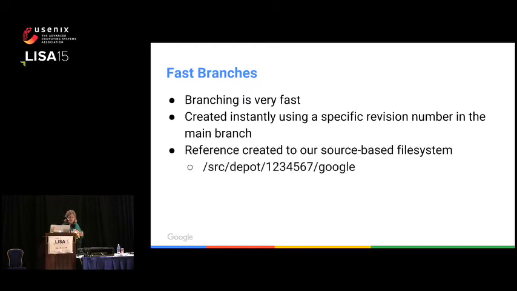And then a reference is created to our source-based file system. I'm not going to talk about our source-based file system, but there's been papers published on it. Here's an example of a path. And it's just a path. It looks like a regular UNIX path, but it's actually going through our source-based file system. And so the 1, 2, 3, 4, 5, 6 is the revision number in the source code repository.